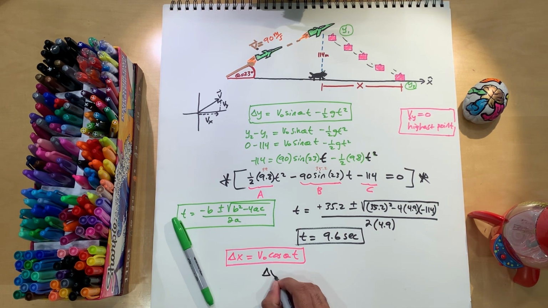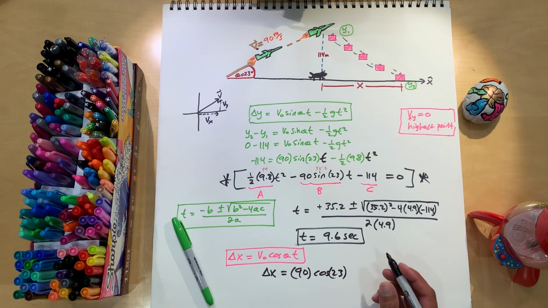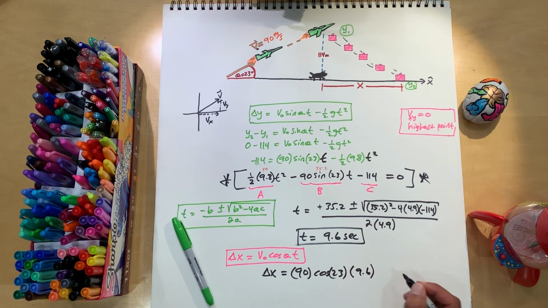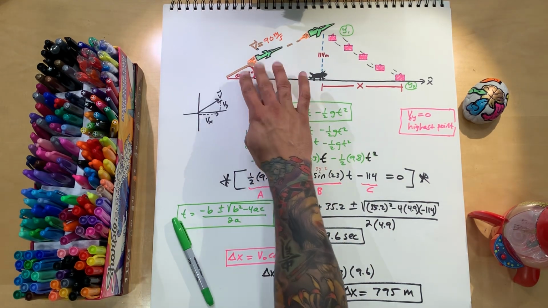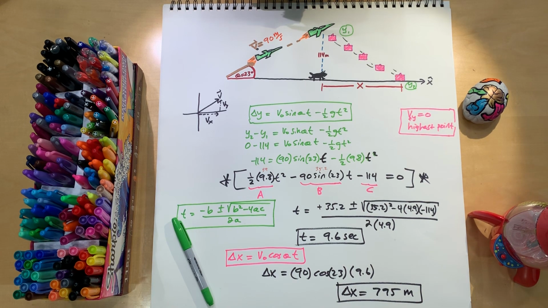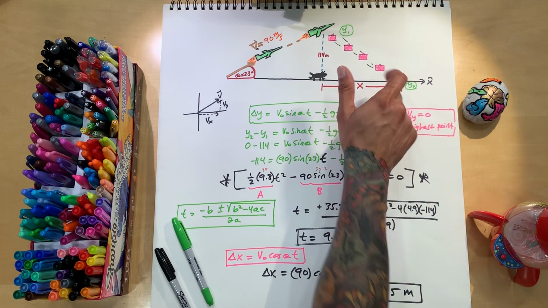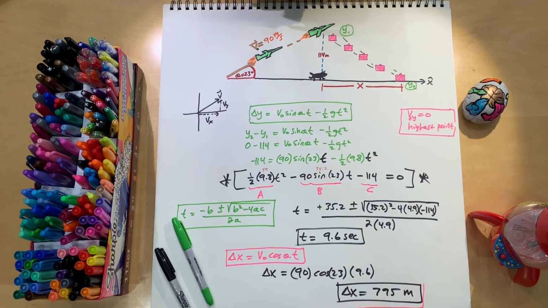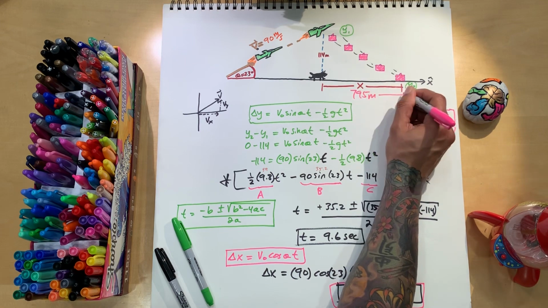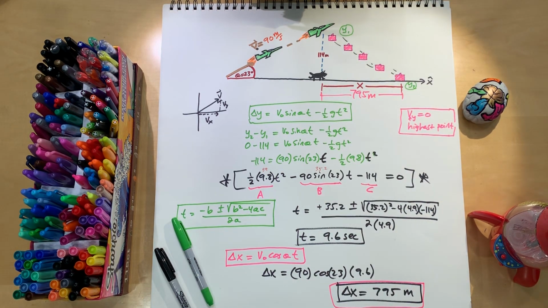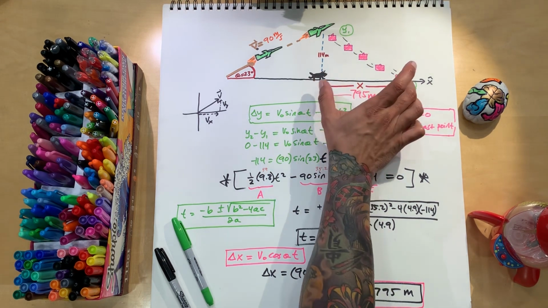We got change in x is 90 times cosine of 23 times 9.6 seconds, and we're gonna get 795 meters, which is pretty far, but you know, the plane is going really fast and it's a pretty significant angle. So this number is big, but it makes sense. Okay, so this thing from here traveled, let's write it here, so this here is this value. So 795 meters is what the suitcase, little pink suitcase, traveled past the dog. That's very important. It's just this piece here.